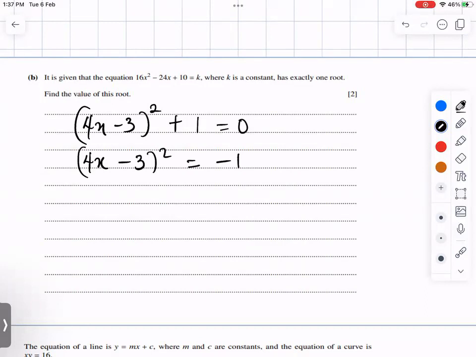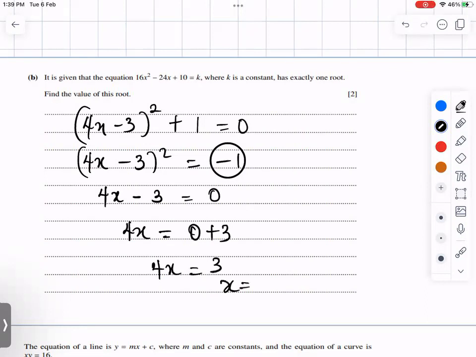We can have 4x minus 3 equals what? 0 on this, because this does not have a root. So we are saying when there is only one root, I'm making that 0. So that gives me 4x equals 0 plus 3. 4x equals what? 3. So x is equal to 3 divided by 4, which gives us 0.75.